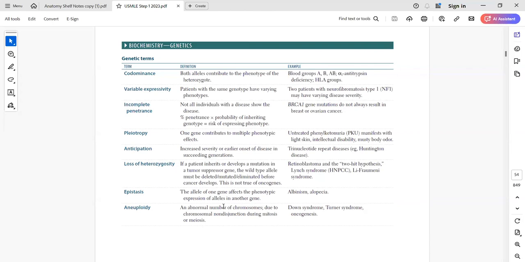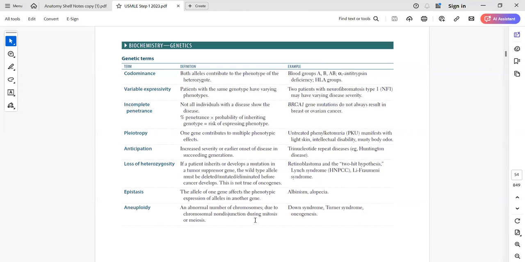Okay, we talk about anticipation. Anticipation is just increased severity. You just have to know it from the name. Anticipate: when you anticipate something, it's the severity of that thing. For instance, a patient comes to you with Huntington disease. Now his son has come to you with Huntington disease as well, but the severity of the disease is so much higher in the son as compared to the father. So what is that showing you? It's showing you anticipation of the disease.